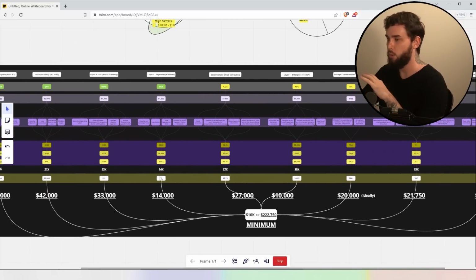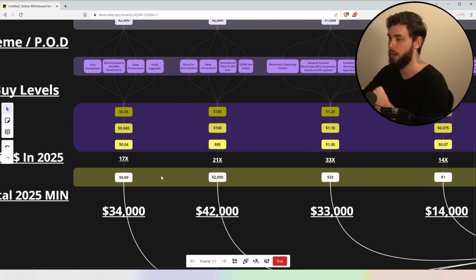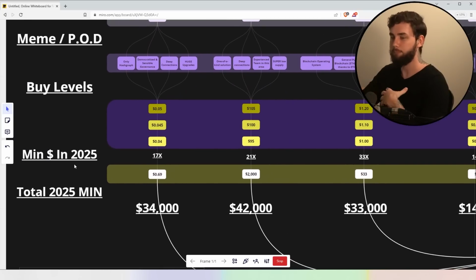But the reason why is if you wanted to copy this or at least look into these projects individually, you will have a good idea of what I think is an okay time to buy and a really great time to buy, or price to buy, should I say. But what I've kind of extracted here is the minimum I see the project going to in 2025. Again, minimum here, right?